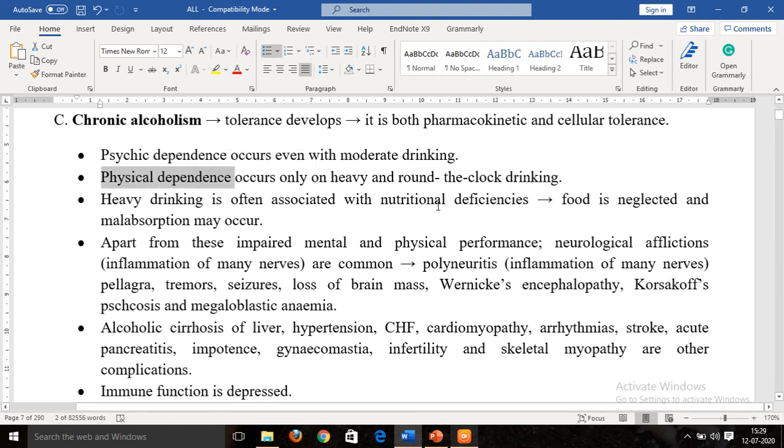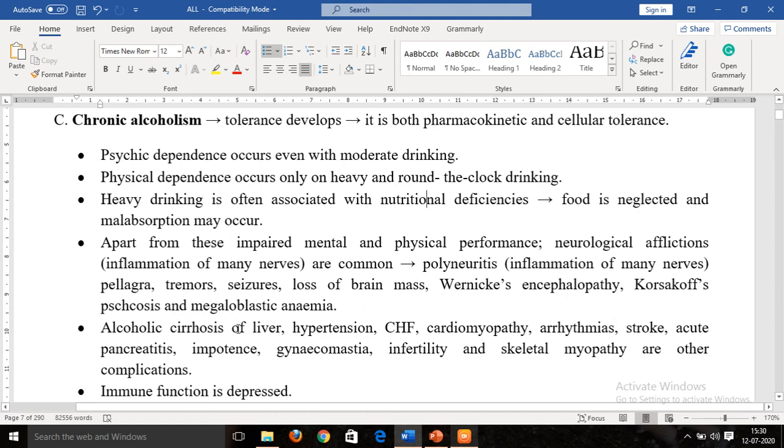Then at times, if the person is consuming alcohol round the clock, that is 24 hours heavy drinking, then the person may become physically dependent. That is, the normal functioning of the body will not be proper if the person stops consuming the alcohol. Apart from that, heavy drinking, if it is associated with nutritional deficiencies, may result in neglect of the food or malabsorption may take place. Impaired mental and physical performances may be seen. Neurological afflictions, that is inflammation of certain neurons may take place, so that polyneuritis, that is damage of many of the neurons, may take place. Pellagra may be precipitated. Tremors, seizures, then loss of brain mass may take place. Wernicke's encephalopathy may be precipitated. Korsakoff's psychosis and megaloblastic anemia also may get precipitated.